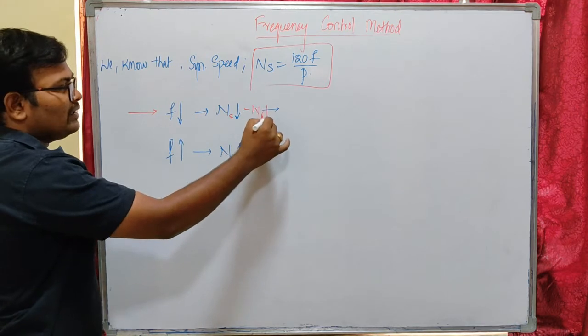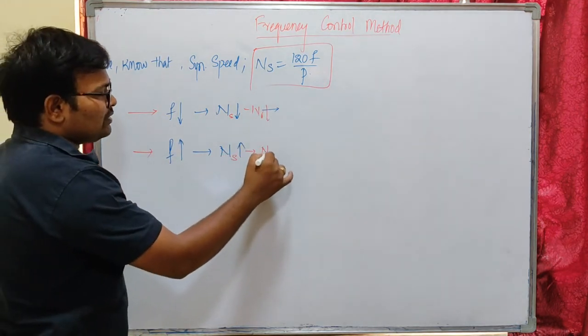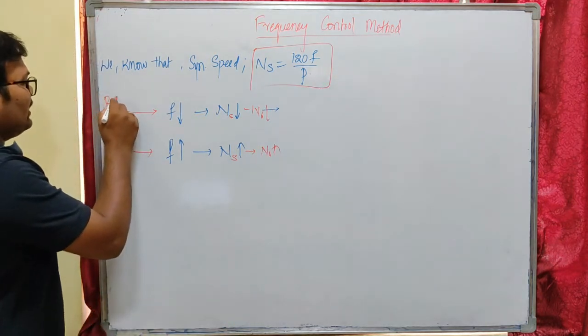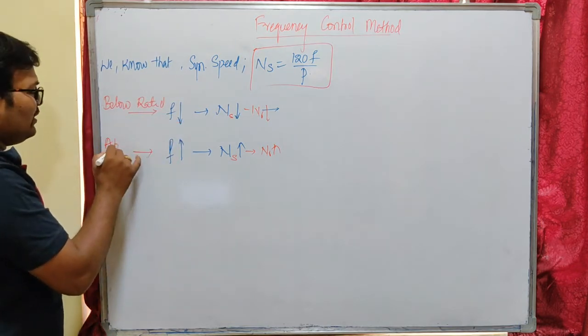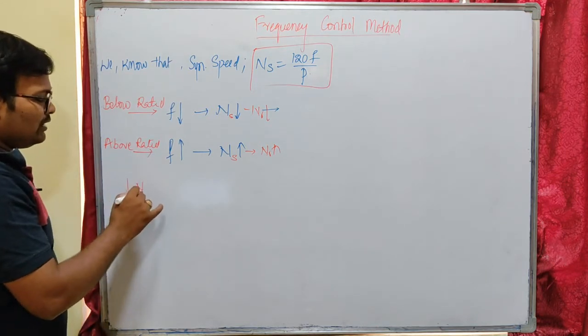our speed of the rotor will reduce. And I can increase the frequency so that the synchronous speed will increase, and our rotor speed will increase. So here I can get speeds below rated by reducing the frequency, and above rated by increasing the frequency. In the voltage control method I can only reduce the speed by reducing the voltage.